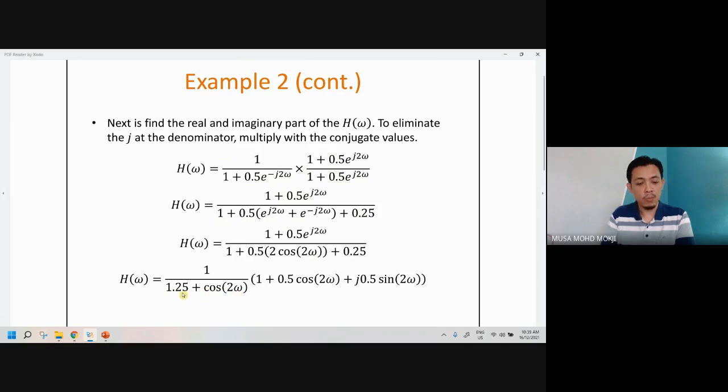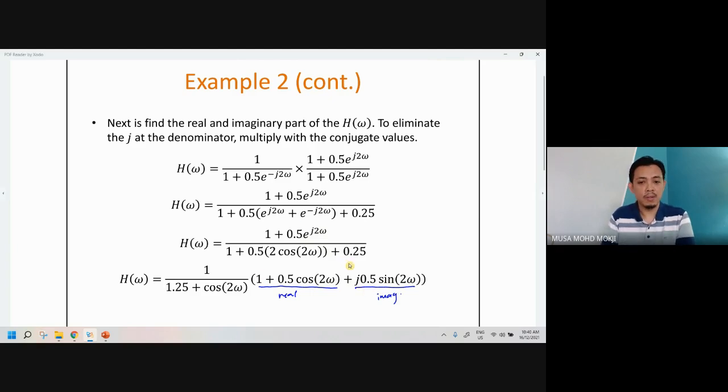So 1 over 1.25 plus cos 2ω. This is a real value. This is a real value. And this one, e^(jω). What is the Euler equation? e^(jω) becomes cos 2ω, plus j sine 2ω. And of course, we have that 0.5, so 0.5 here, 0.5 here. So actually, this is the real part, this is the imaginary part.